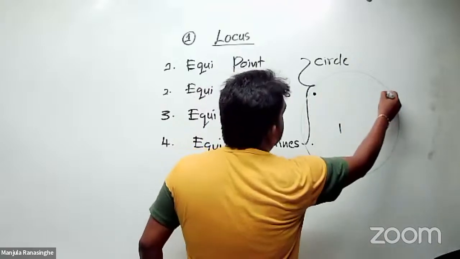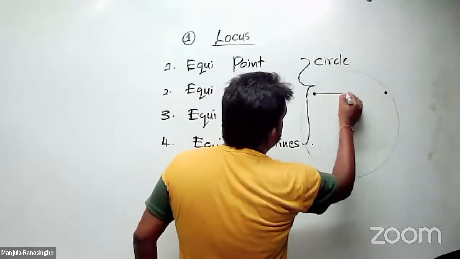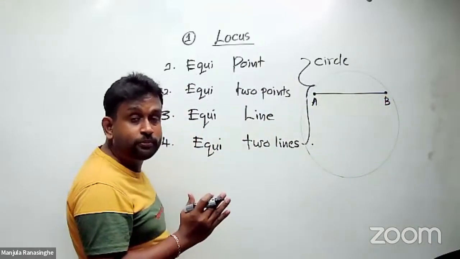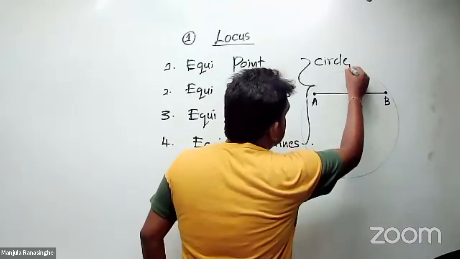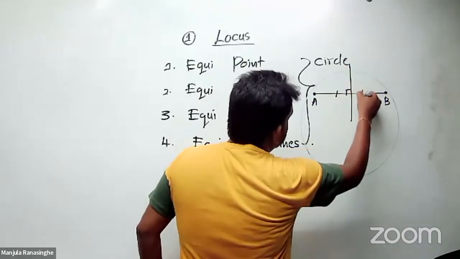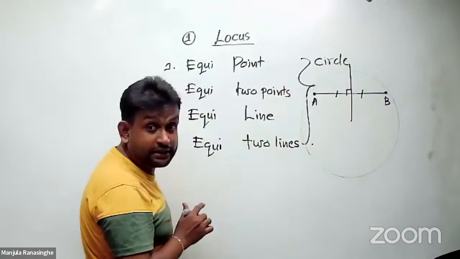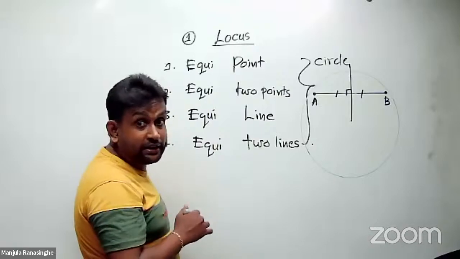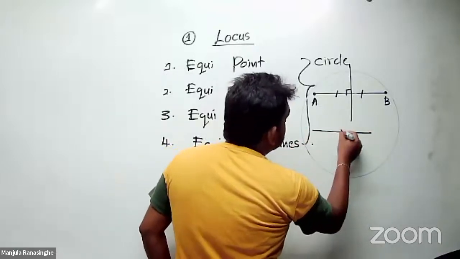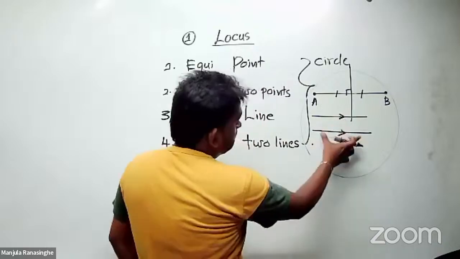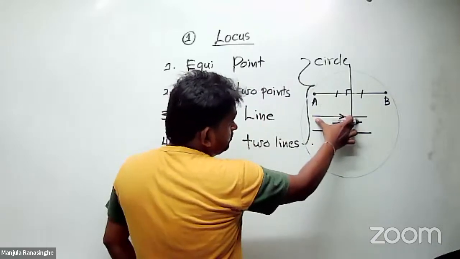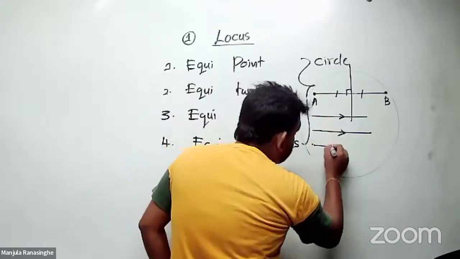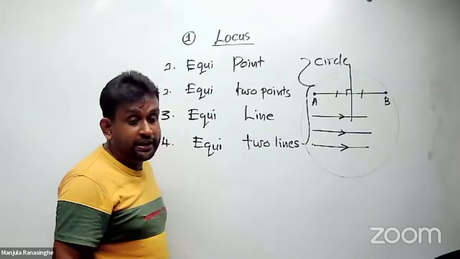Here we have 2 points. Equidistance to 2 points, A and B, means the perpendicular bisector. So the perpendicular bisector is the second locus. Then equidistance to a line means it is a parallel line, because equidistance to a line means running alongside it, maybe on the top or the bottom. So that is the third locus.